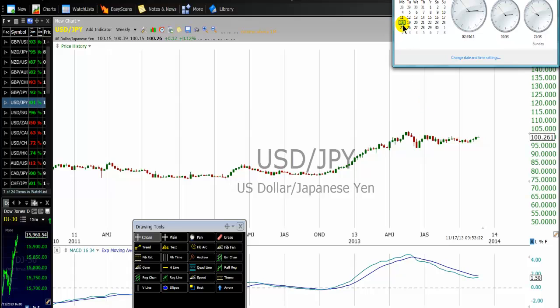Today is the 18th of November 2013 and the time in London is 2:53 a.m. in the morning. In New York it is 21:53 p.m. on Sunday. Because of the time difference between London and New York, you can see that it is Sunday in New York and Monday in London.